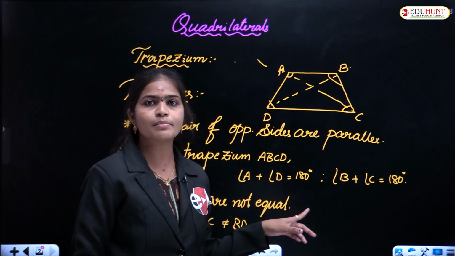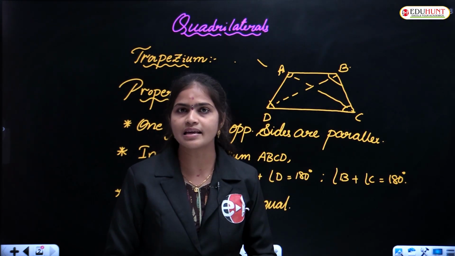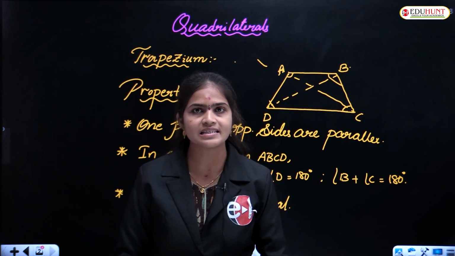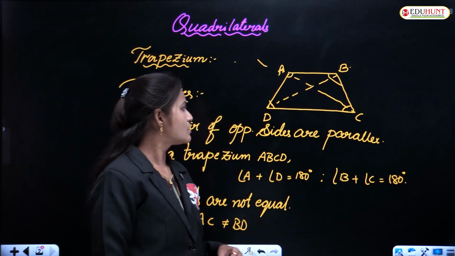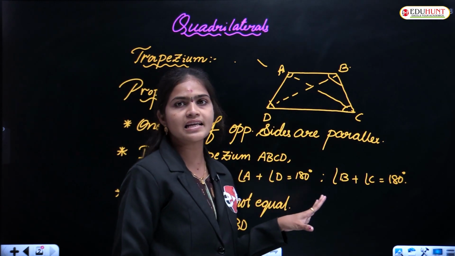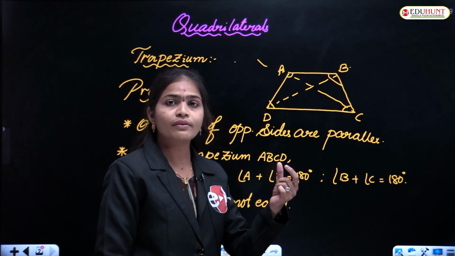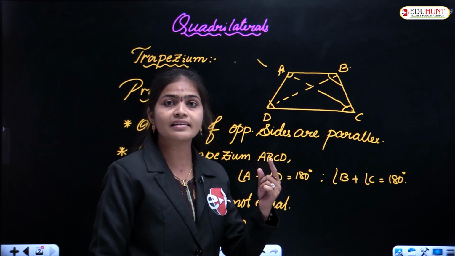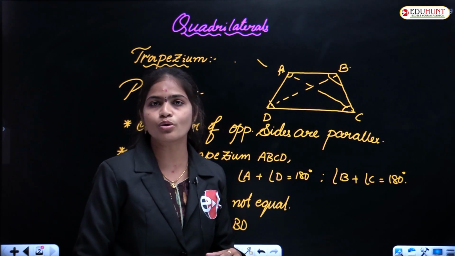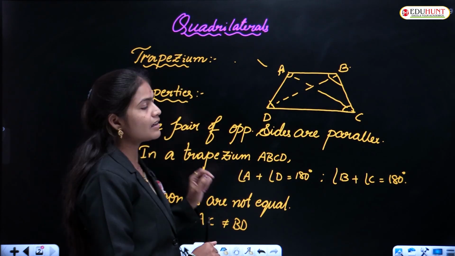After this we will discuss two pairs of opposite sides being parallel. So far we discussed one pair of opposite sides being parallel. Next we will discuss two pairs of opposite sides being parallel. Why are we saying 'at least' here? That I will tell you later in the next concept, because that concept is also related to this trapezium.